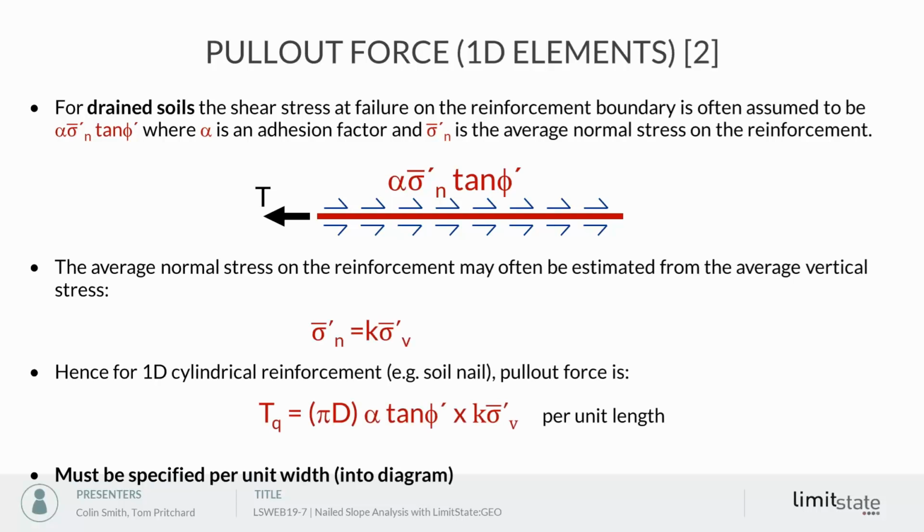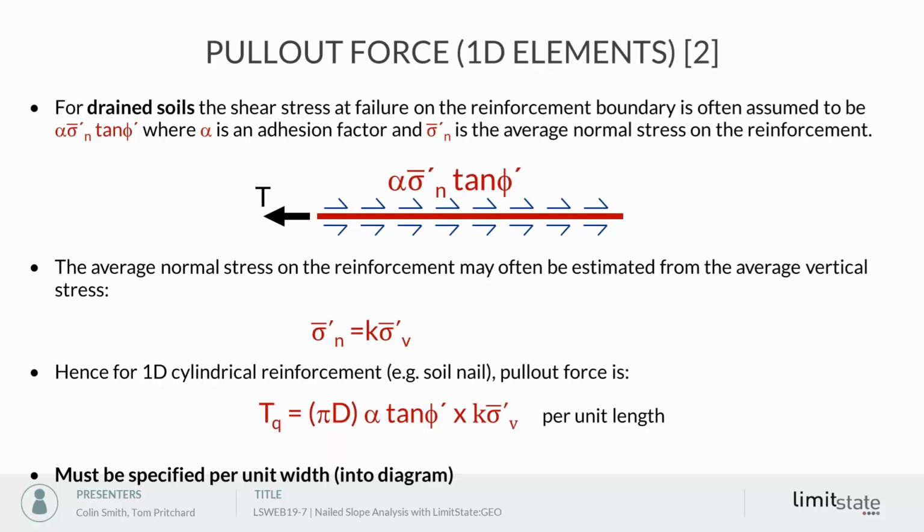Now, often it's quite hard to work out what the normal stress is on, say, a soil nail, so in the literature you can find various factors for converting the vertical stress, which is easier to calculate, into the normal stress, so we're just going to call it K. There isn't time to go into the details of that.